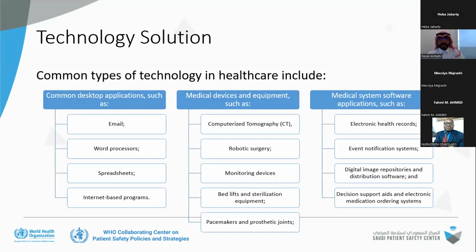So a common type of technology in healthcare is the common desktop application. We are using email for reminders or setting a meeting, word processors to write our reports, spreadsheets, internet-based programs. When we are talking about medical devices and equipment, we're talking about the CT scan, robotic surgery, monitor devices, infusion pump, bed lifter, pacemaker. All of these are just examples of medical devices that have become essential in our era. Medical systems and software are becoming more essential nowadays. Electronic health record is highly important. Event notification system, digital imaging repository, and the decision support system that we have with the physician. All this kind of system is a technical solution meant to improve the quality of care for our patients.